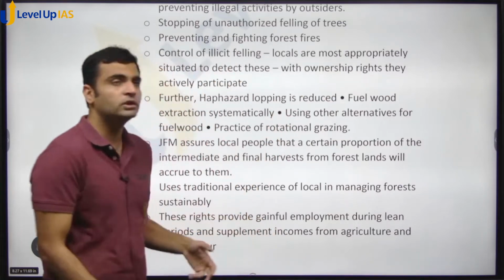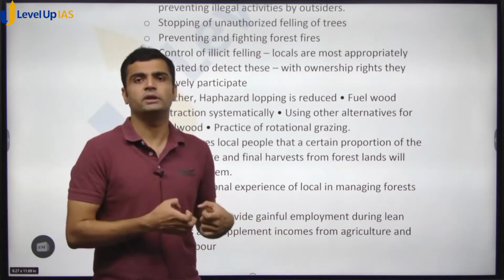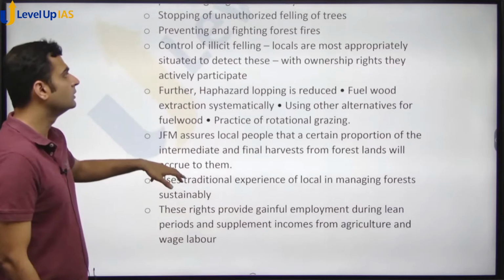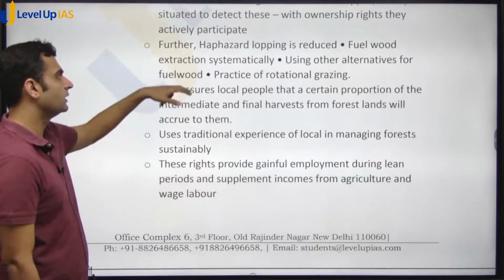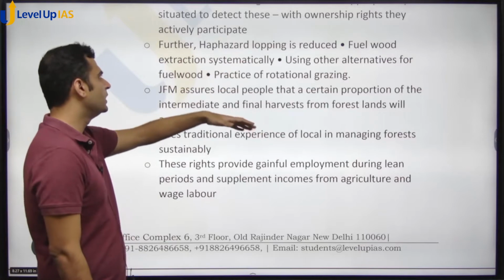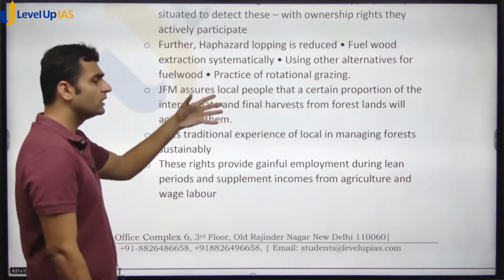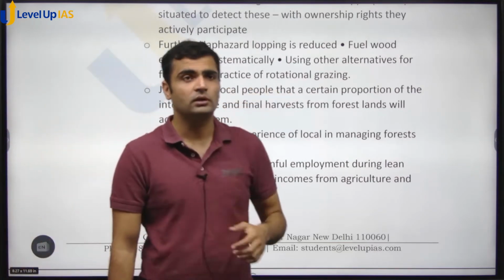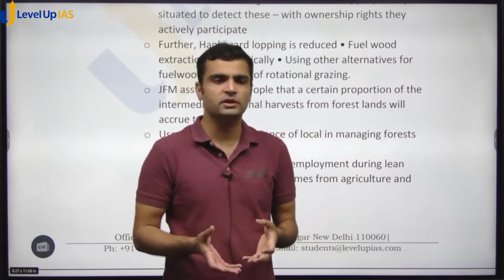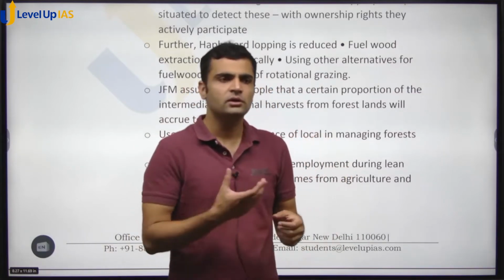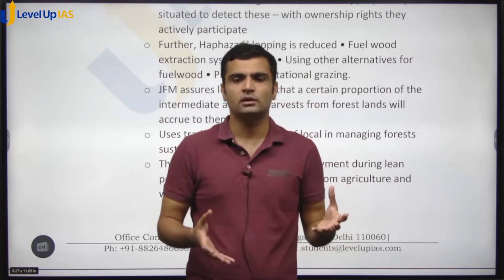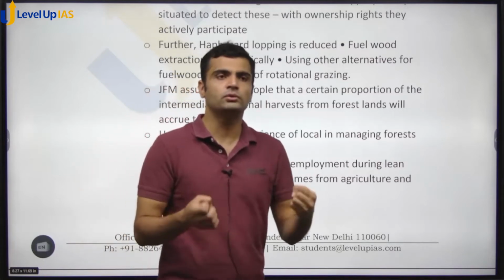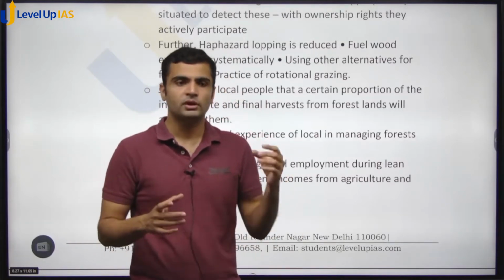Okay. And ownership right is the facilitator behind all that. If there is no ownership right, they are not active participants. Further, haphazard lopping is reduced, fuel wood extraction is happening systematically, other alternatives are used for fuel wood, then the practice of rotational grazing is happening. Rotational grazing is basically you don't graze in one area continuously, you try to graze in different areas, so that grazing is happening sustainably. So that can happen. Basically, when there is community ownership, when they are active participants, they do all these things.